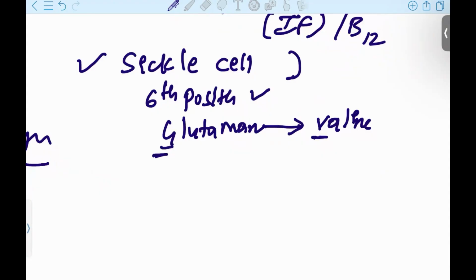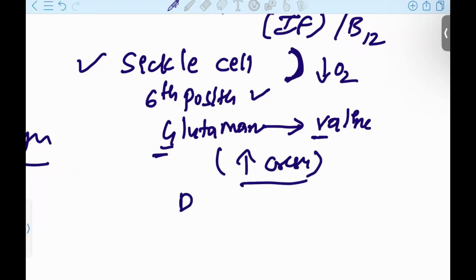And sickle cell will have features like these, right? Due to decreased oxygen, there is a high risk the patient will have a crisis. Okay, that is seen. So the drug of choice for this patient is hydroxyurea.